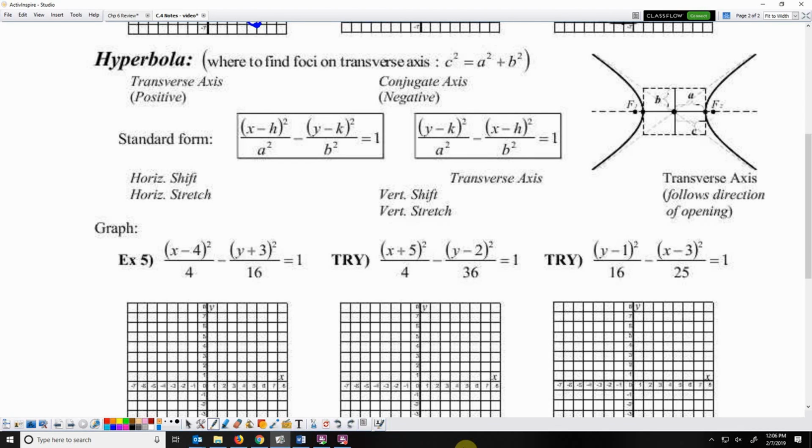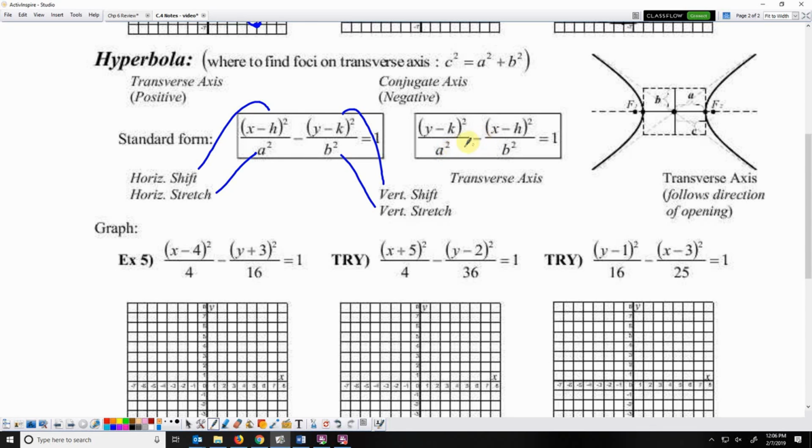To write equations and graph hyperbolas. Okay, so for a hyperbola, once again, we've got a horizontal shift and a horizontal stretch right here, vertical shift and vertical stretch. But notice there's a minus here, whereas in an ellipse, that's a plus. And a minus is not commutative, so we actually do need a second version of this.